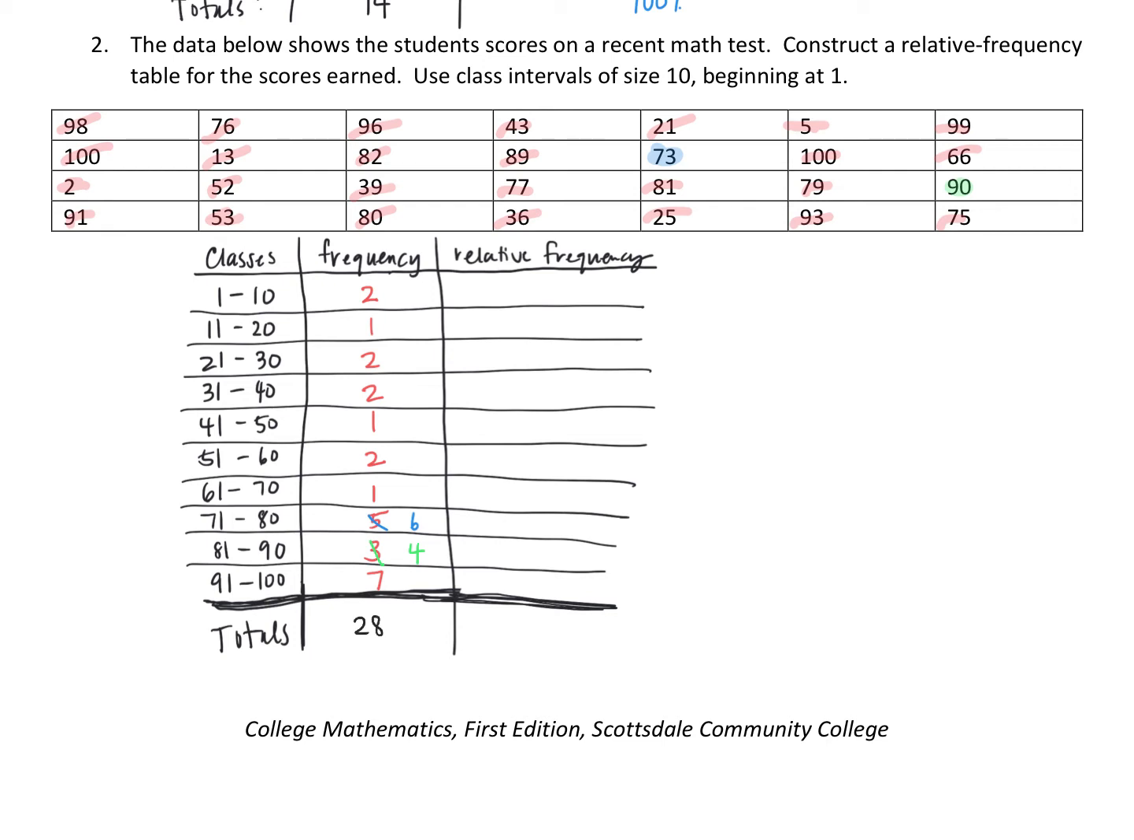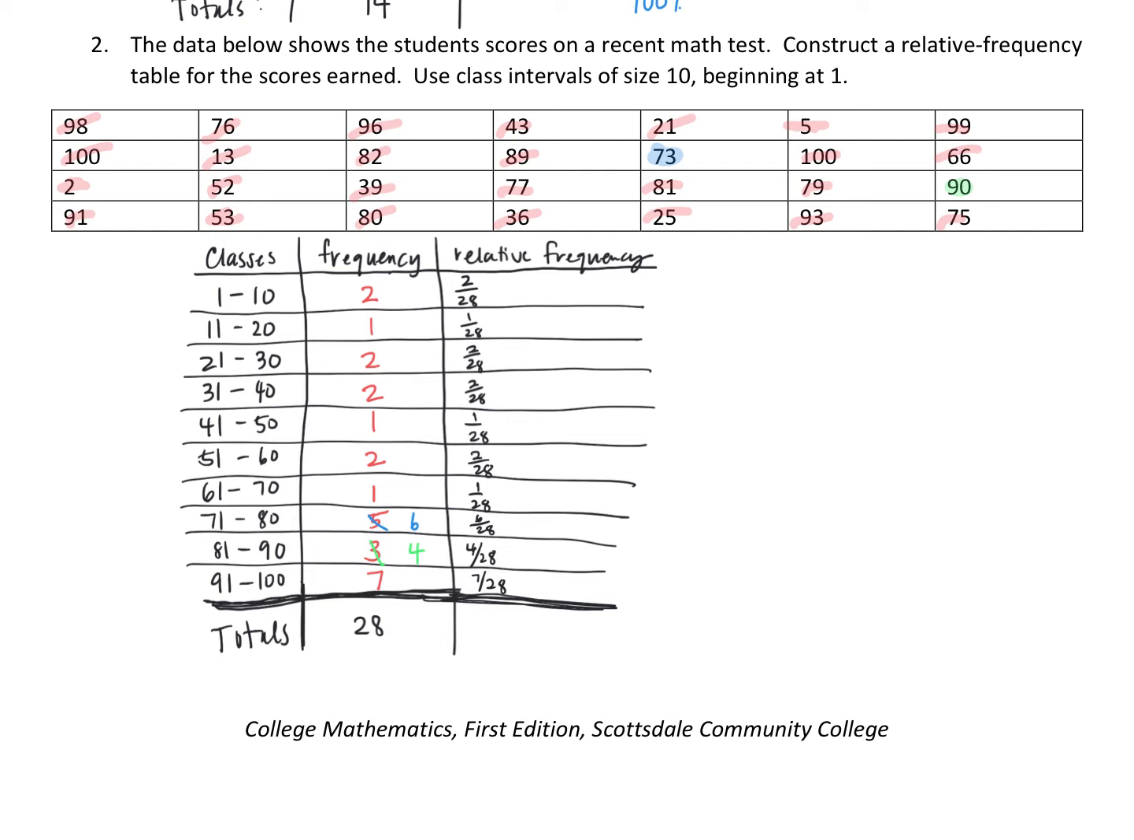So now in order to find the relative frequencies, I'm simply going to make a fraction of the frequency over the total. So 2 over 28, 1 over 28, 2 over 28, 2 over 28, 1 over 28, 2 over 28, 1 over 28, 6 over 28, 4 over 28, and 7 over 28. So at this point, I want to divide to give percentages.